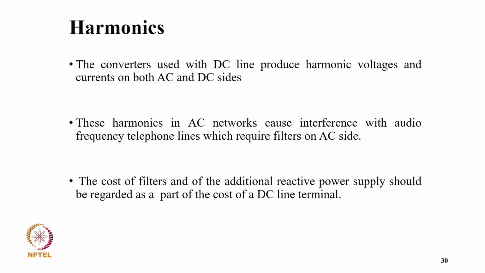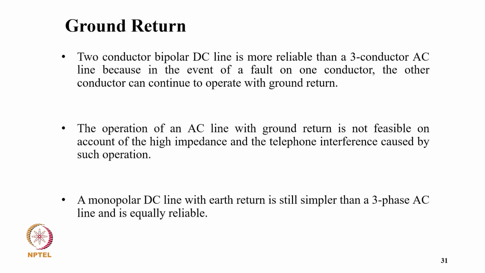So coming to harmonics, the converters used in a DC line produce harmonic voltage and current on both the AC and DC side, and these harmonics in the AC network cause interference with radio and telephone lines, which requires filters on the AC side. The cost of the filters and of the additional reactive power supply should be regarded as a part of the cost of the DC line terminal.